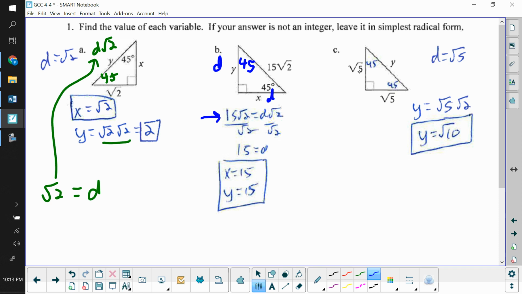Going over to C, notice those sides are the same, meaning the angles are the same. So this is a 45, 45, 90. Identify your D. This side is just D, this is D square root of 2, so D is just square root of 5. So to find our missing side there, we would do square root of 5 times square root of 2 to just give us square root of 10.